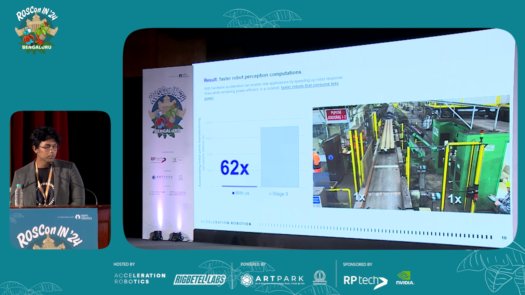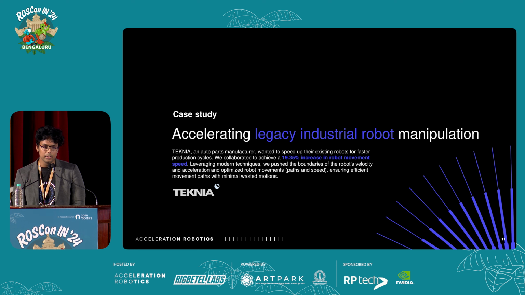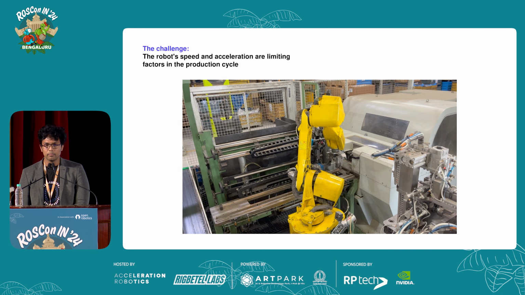And now I'll be moving on to the next case study, where we are working with Technia. Technia is an automotive parts manufacturer based in Spain. Their primary issue was that they were using a Fanuc robotic arm. And as some of you may be aware, legacy robot manipulators have certain speed controls embedded into the robot. So what they wanted from us was an operational acceleration: they can't really move forward with speed, but can something be done to analyze their stack such that we can make it faster in some other way and reduce their cycle time.